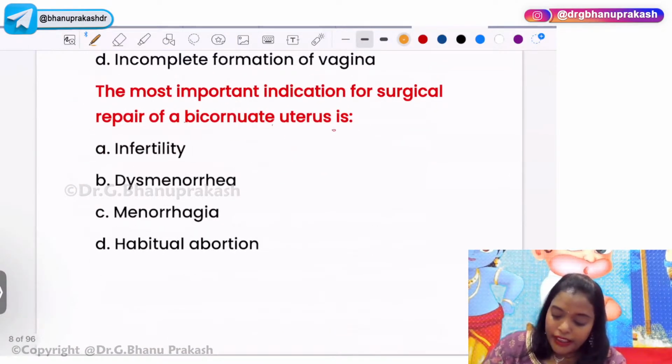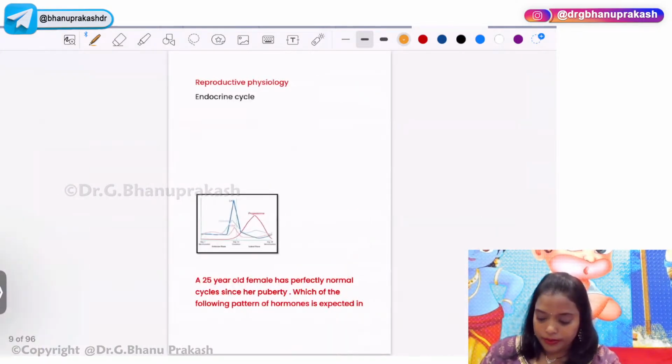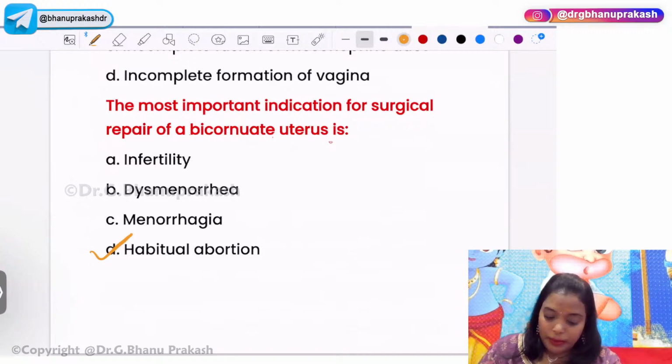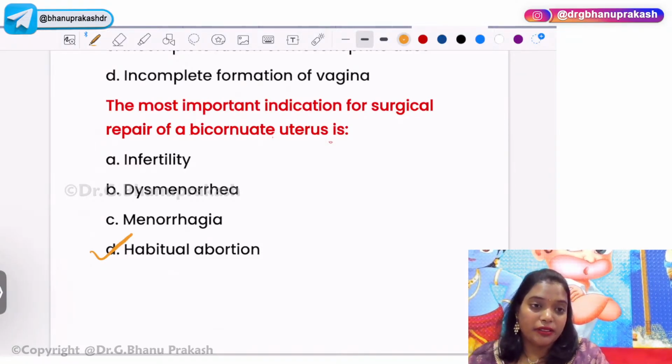The most important indication for surgical repair of bicornuate uterus is infertility, dysmenorrhea, menorrhagia, or habitual abortion. It is the recurrent abortion or the habitual abortion. The main reason why we are going to treat the bicornuate uterus is because of the recurrent abortions which she is having. What is the treatment of bicornuate uterus?